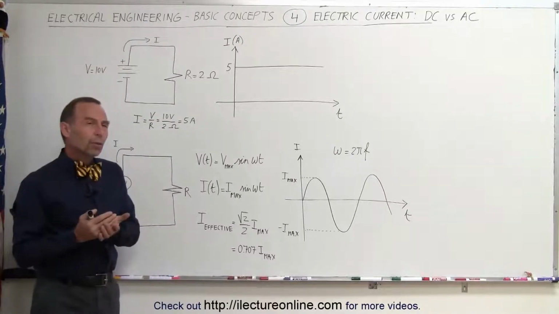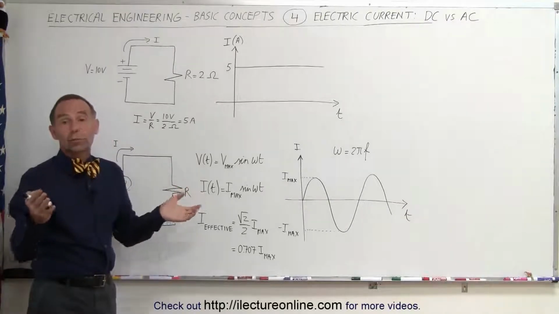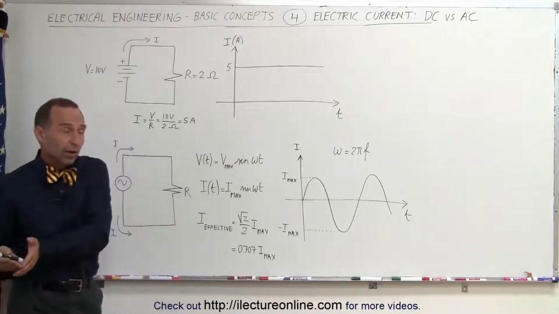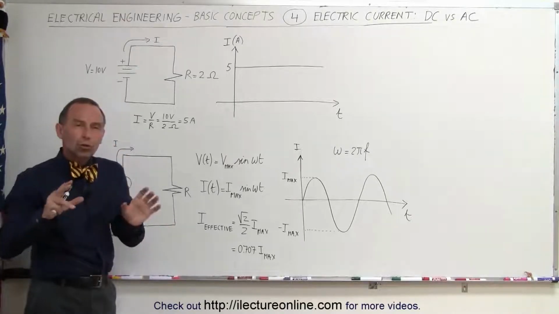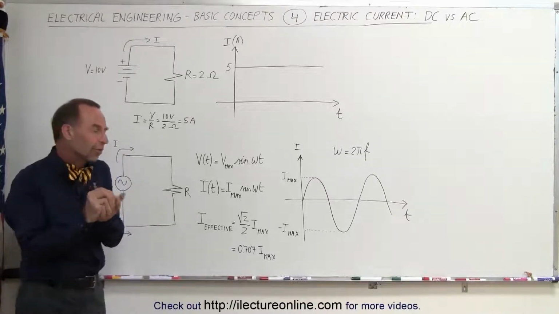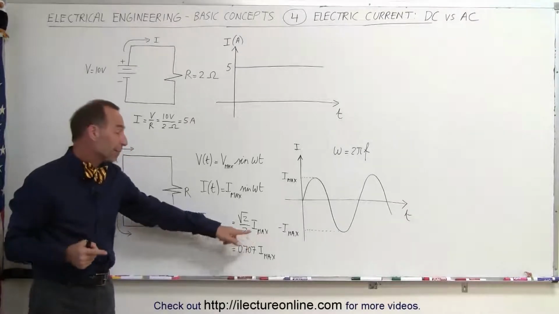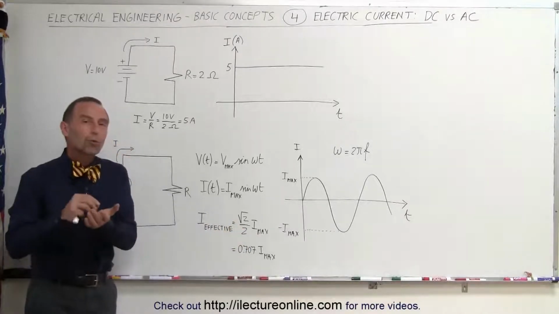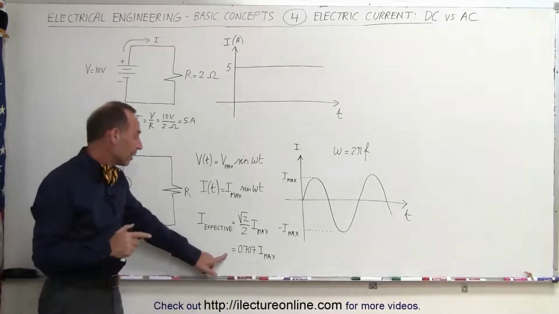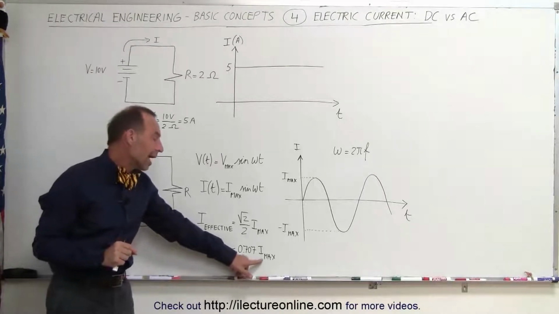Now, you can say perhaps that the average current would be zero because half the time it's flowing in one direction, the other half of the time it's flowing in the other direction. But that's not really true. Well, in a sense, the average current is zero, but the effective current is what you get when you take the maximum current and multiply it by the square root of 2 over 2. That's called the root mean square value of the current, and we'll get into that in more detail later. But what that means is that the effective current is 0.707 times I max.